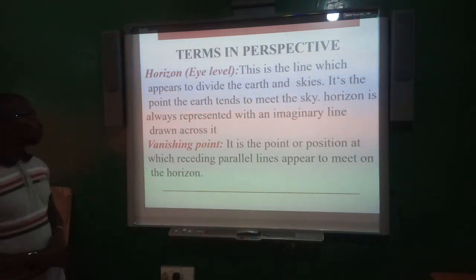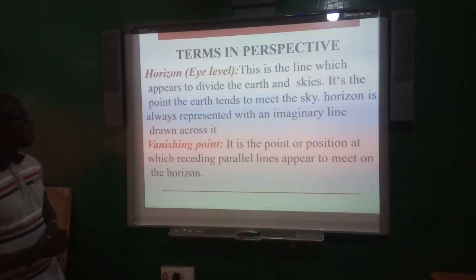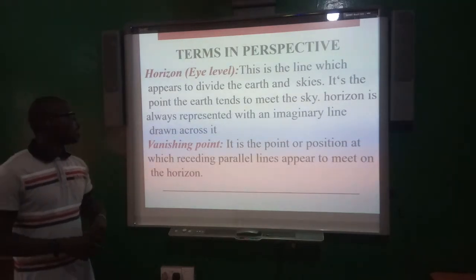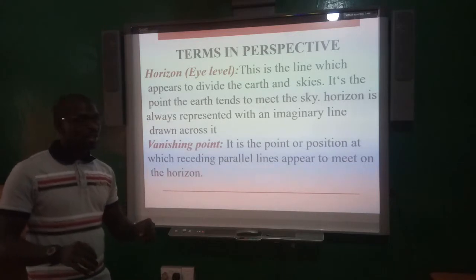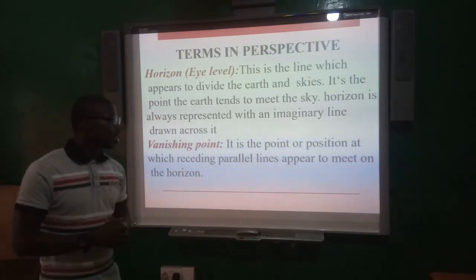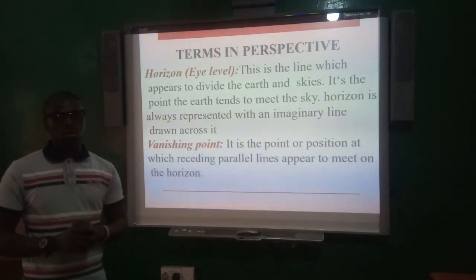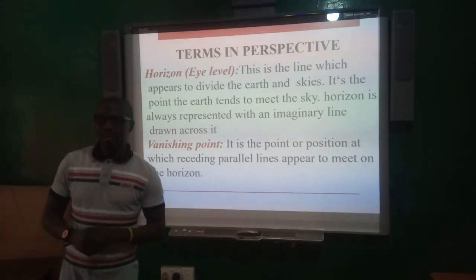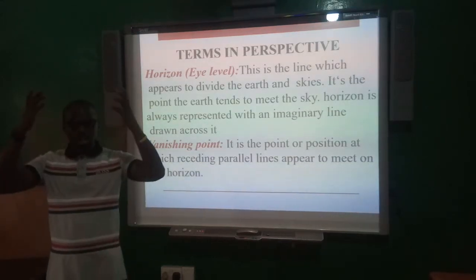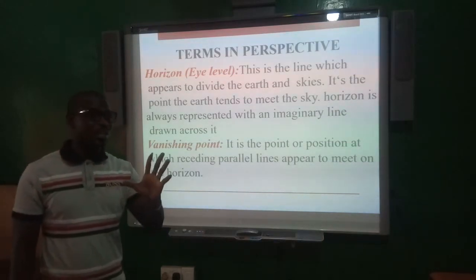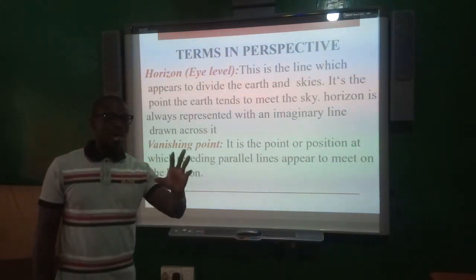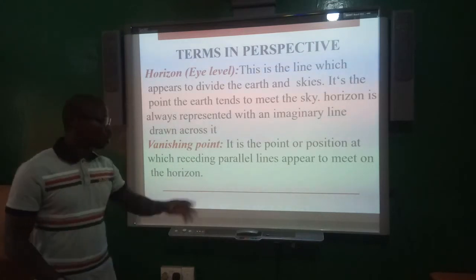We talked about the horizon. We said it is the line which appears to divide the earth and the sky. It is the point where the earth tends to meet the sky. It's a line on which the earth and the sky seem to meet. If you recall, we made mention of the fact that it is an imaginary line. So in actual fact, there is no line, but you just imagine that it is there. We talked about that.